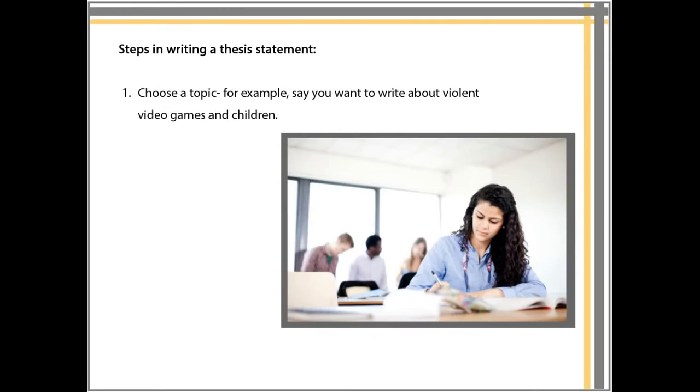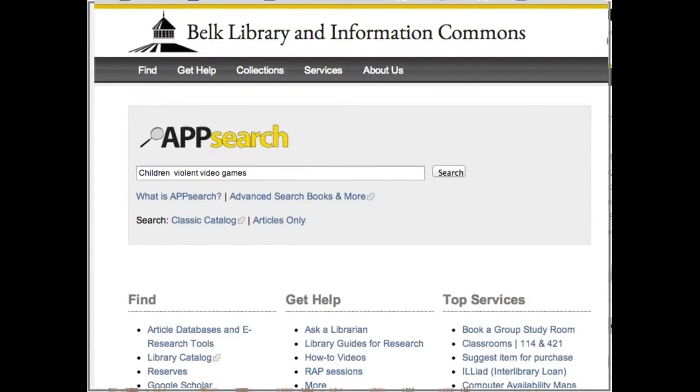The first step in writing a thesis statement is choosing a topic. For example, say you want to write about violent video games and children. The second step is to brainstorm keywords related to your topic and do preliminary research.